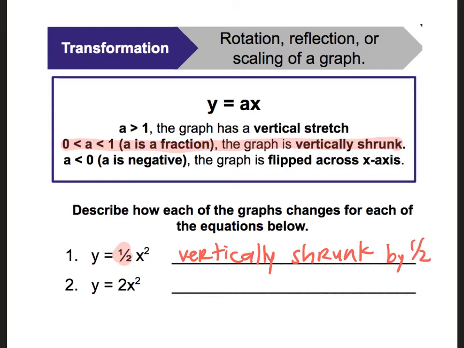My next one, we have y equals 2x squared. So we have a 2 in front of our x squared. That is bigger than 1. So that means my graph has a vertical stretch. So vertical stretch. Again, you could add by 2. You should have 2 more problems underneath this. Go ahead and try that and then move on to the next slide.